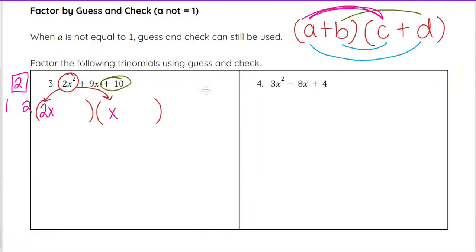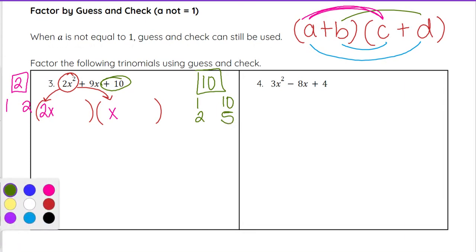Next, we want to go ahead and look at our constant, just like we did on the last example. So 10 is our constant. So list the factors of 10. 1 and 10, 2 and 5, 3 doesn't work, 4 doesn't work, 5's already on our list. So this is our full factor list for 10.